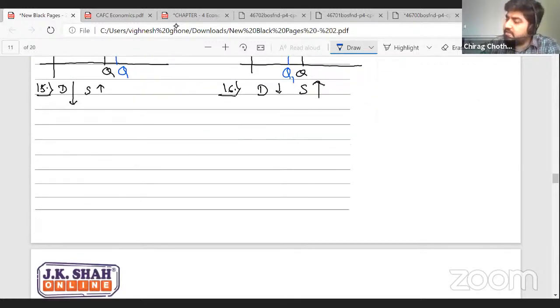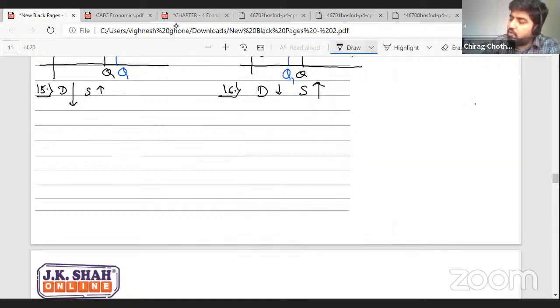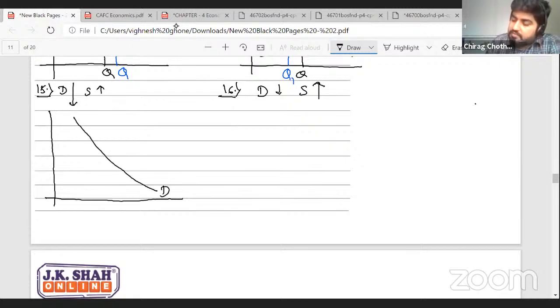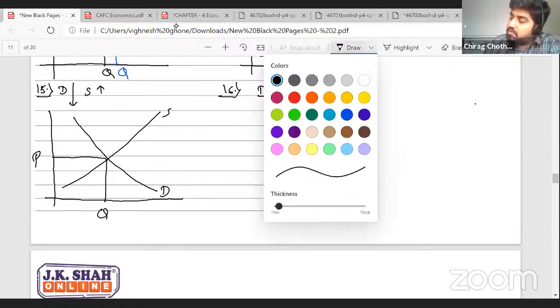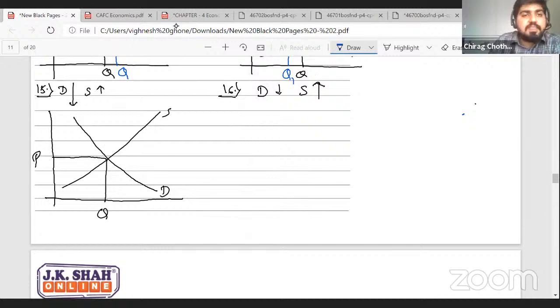The last two cases, my dear friends, we have come a long way now in revision also. Okay, we have done in detail. So I don't think there must be any problem now. Demand curve, supply curve, equilibrium quantity, equilibrium price. Okay, so now we have to find out the new demand, new supply, based on which we will be getting our new price and equilibrium quantity.